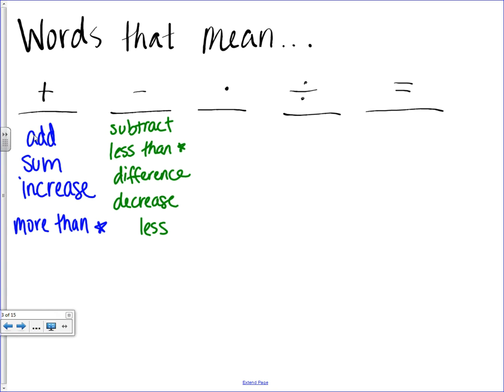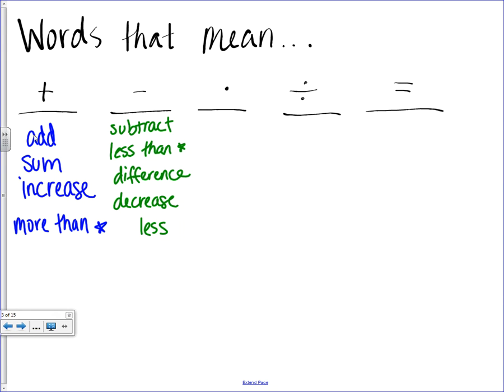Now, does anybody know why I put a star next to more than and less than? Anybody want to help out? Does anybody have any idea why I put a star next to them? No, good guess though. For word problems, what's going to happen that's going to be different? It is subtracting, but that word than means to do something.